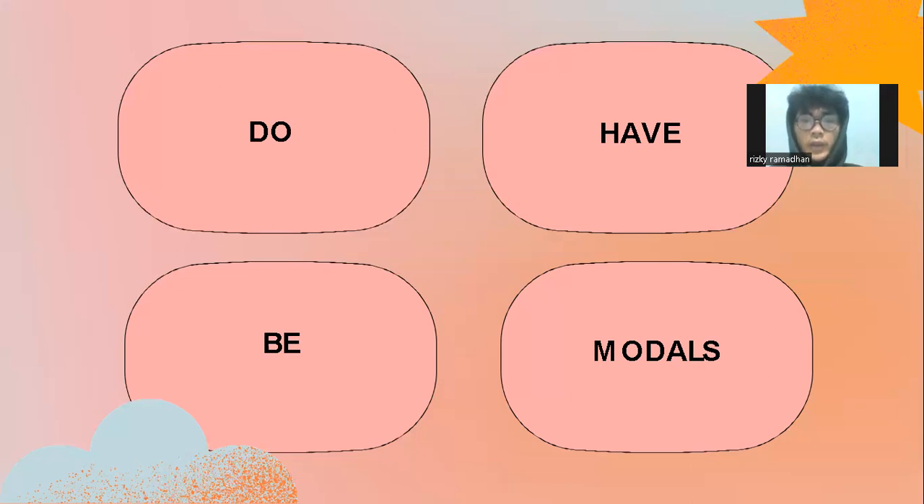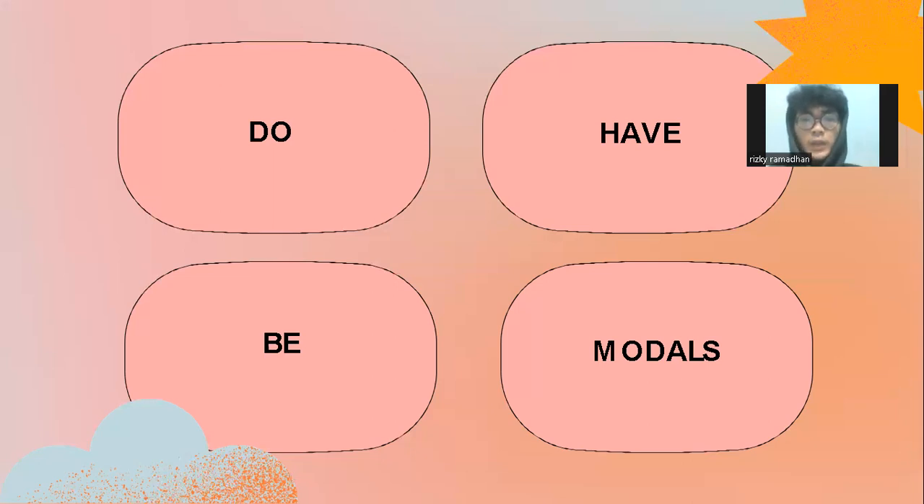Second component is be. Be includes am, is, are, was, were, been, being, and to be, which are used by adjusting the tenses used. Be is usually used to describe verbs, nouns, and present participle. For example, he was sleeping when I arrived.